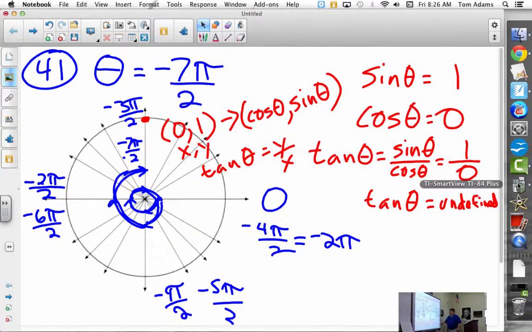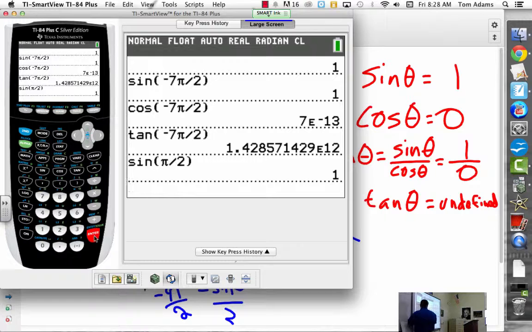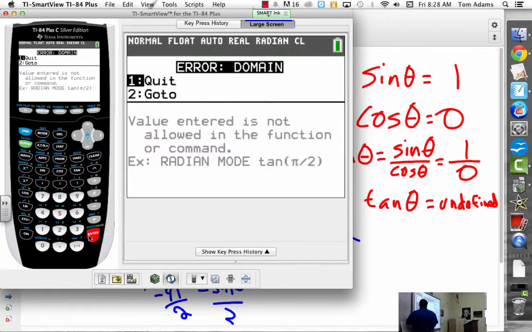Well, let's double check. It sounds kind of quirky to me, but we can verify by the reference angle. Maybe the negative sign is throwing it off. So let's verify with the reference angle. If I say sine of pi over 2, that gives me this. If I say cosine of pi over 2, okay, yeah, that's the problem. If the negative sign is throwing it off, the calculator is actually approximating it, and it's giving us some funny decimal numbers. So now if I say tangent of pi over 2, yeah, now we'll get a domain error here.